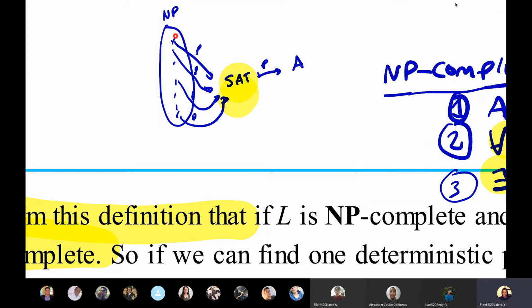Because this reduction from here to here takes polynomial time, and from here to here it takes polynomial time. I mean, this is what you need to prove. The sum of two polynomials is a polynomial. So that means that this can be reduced, doing this transformation and this other transformation, also in polynomial time. Is that clear, Alexander?